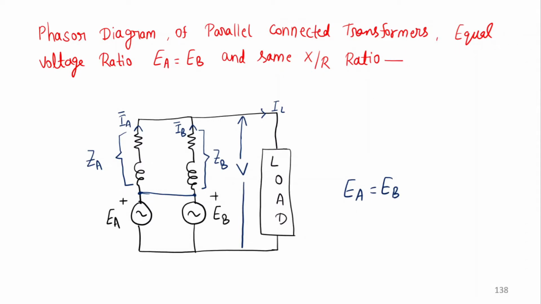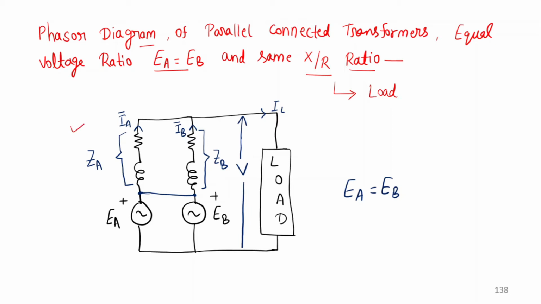So in today's lecture I will draw the phasor diagram of parallel connected transformers for equal voltage ratio, EA equal to EB, and the same X by R ratio. If the X by R ratio is the same, then the transformers will operate at the same power factor, equal to the load power factor. We will see it in the phasor diagram.